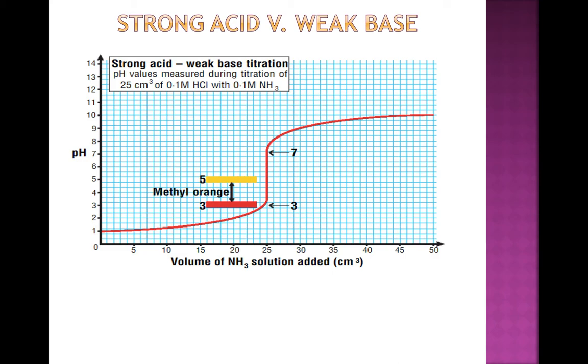Now there's only one of our indicators that has a suitable change for the dramatic jump from 3 to 7, and that's the methyl orange, because methyl orange is red below a pH of 3, and once you get above a pH of 5, it changes to yellow. So it will change from red to yellow in that range that you have there with your strong acid versus weak base.